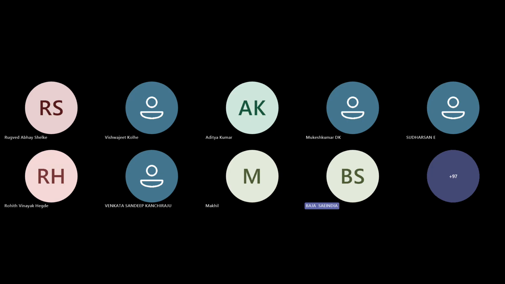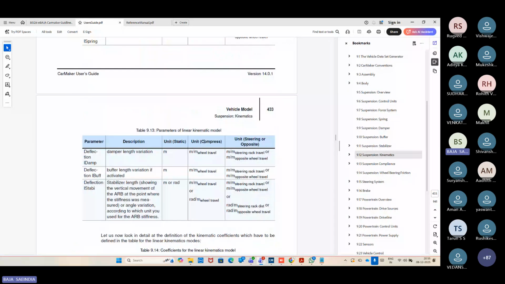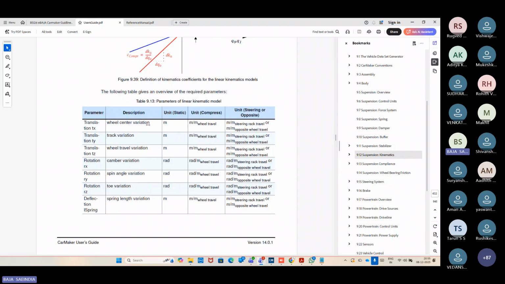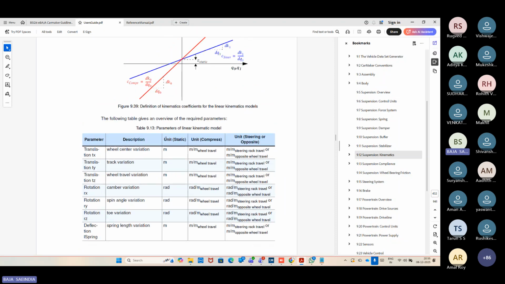Coming to the next, how is the 2D rear kinematics, like the TX, TY, and TZ values? For this, you need to refer to the user guide once again. In the user guide, we have definitions of each of them, that is TX, TY, TZ. These are wheel travel variations, wheel center variation, track variation, and wheel travel variations, which you need to calculate based on your geometry and enter accordingly.